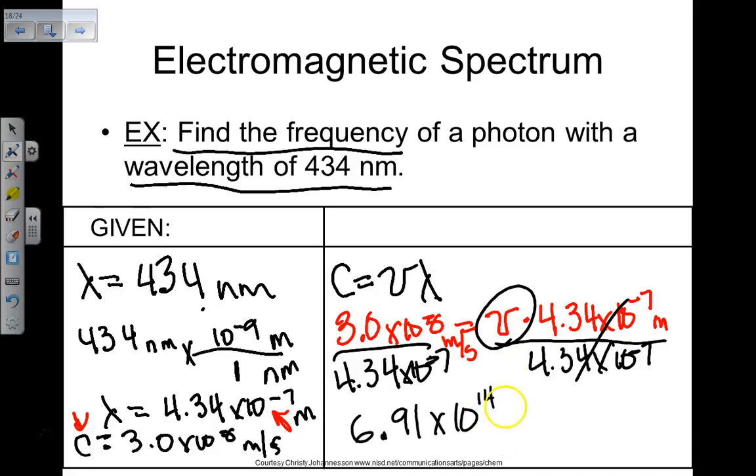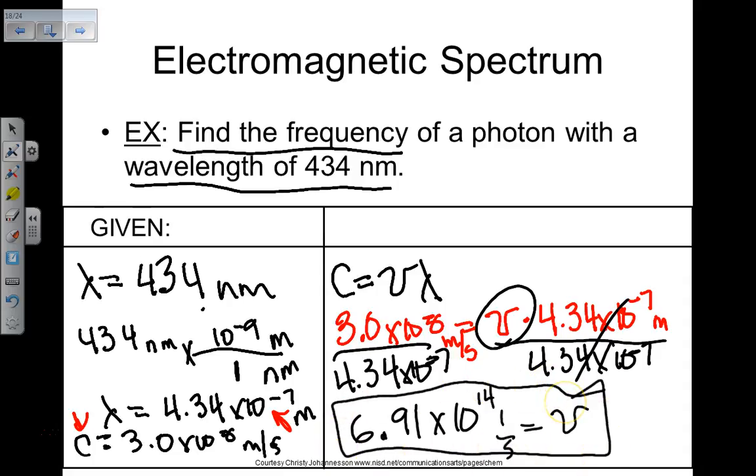And now what's the unit for frequency? I'm going to say 1 over seconds equals nu. There it is. Do we have the right number of sig figs? Yes, the number in our problem has 3. This has 3. There's our answer. So there's your sample problem on how to solve for frequency given the wavelength.